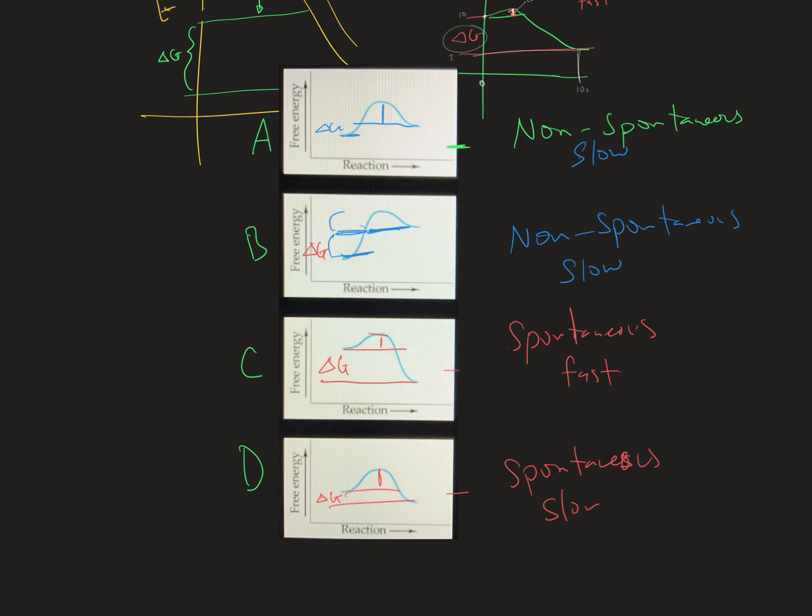But let's do this. If it's non-spontaneous, what is it? Exothermic or endothermic? Endothermic. Because non-spontaneous is a positive delta G. That means it's a positive delta H. They match. You with me?